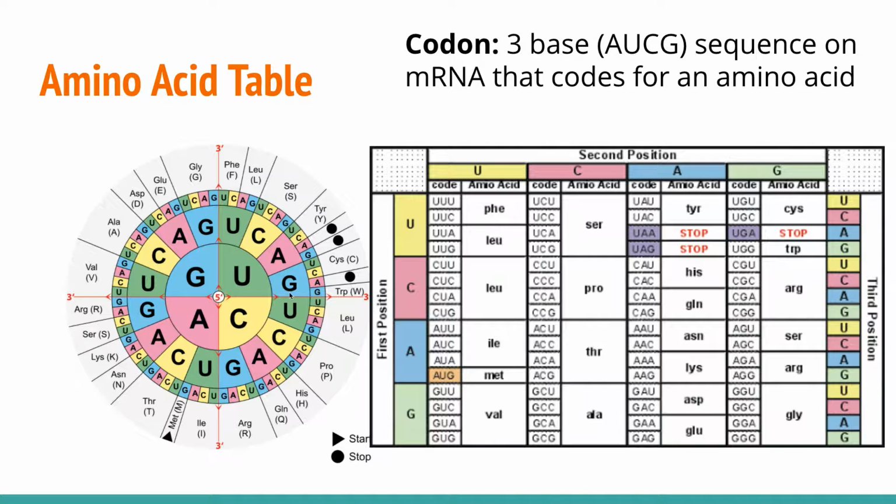If it was, let's say, UCA, then my protein that I'm coding for is SER. So I would take that and I would write that down. And you can also use these as well. If my first one is U, my second letter is C, and then my third letter is A, I would just go down here. And again, my amino acid would be SER.